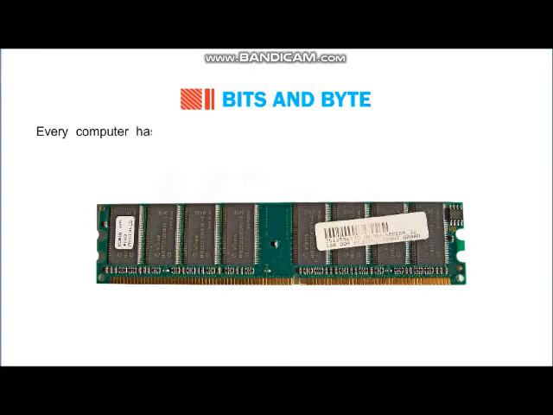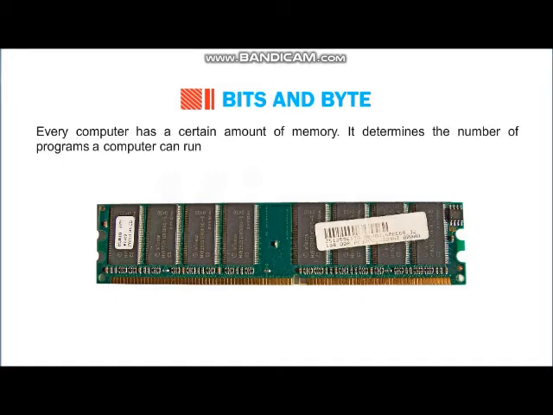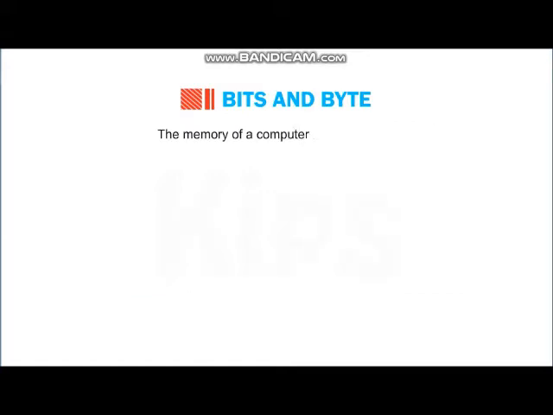Every computer has a certain amount of memory. It determines the number of programs a computer can run at a time and how fast these programs will run. The memory of a computer is of two types. Number 1, internal memory. Number 2, external memory.